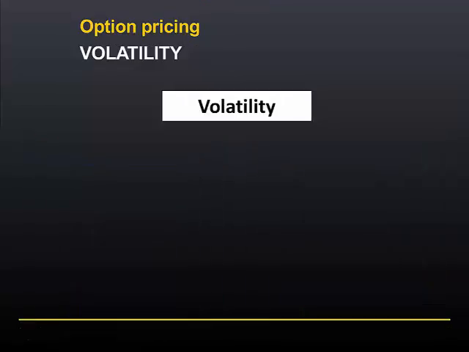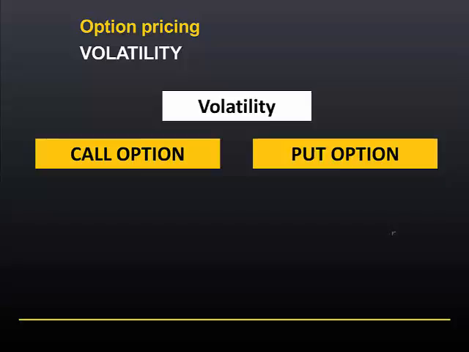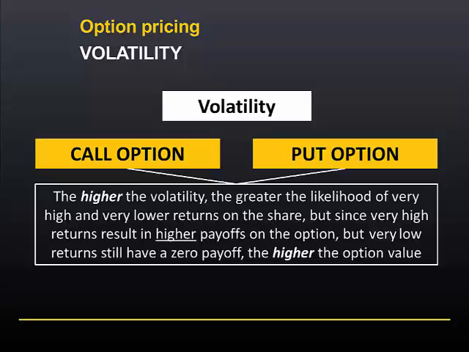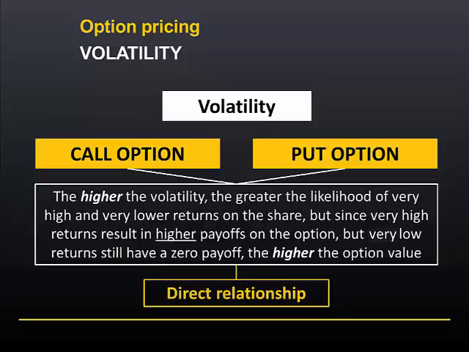For the volatility of the underlying share price, for both call options and put options, the higher the volatility, the greater the value of the option, and therefore there is a direct relationship. The reason for this direct relationship is because of the one-sided nature of the payoff.